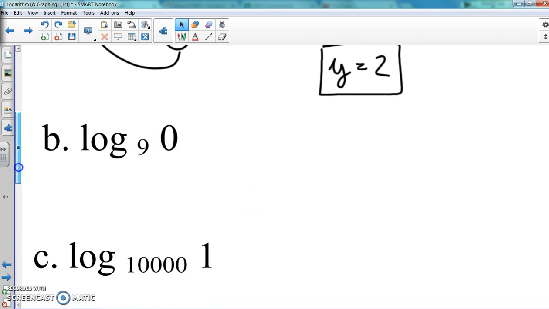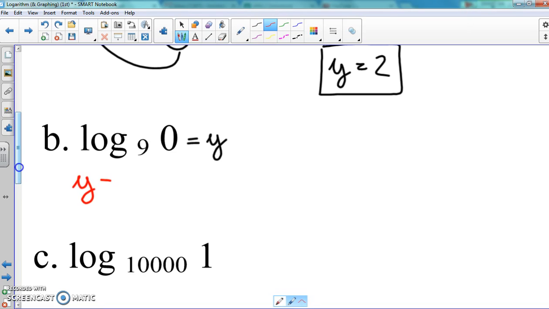All right, so moving on to the next part here. Again, we're going to set it equal to y. We're going to switch it around, so y is up front. And again, if you can do this without switching around, do it. That's perfectly fine.